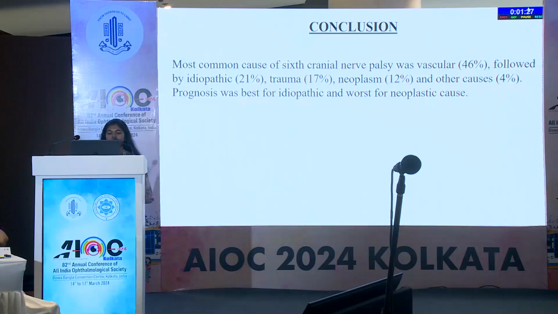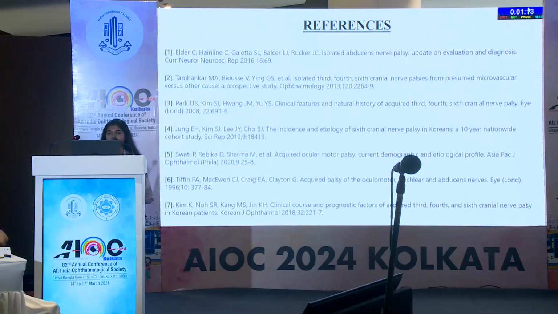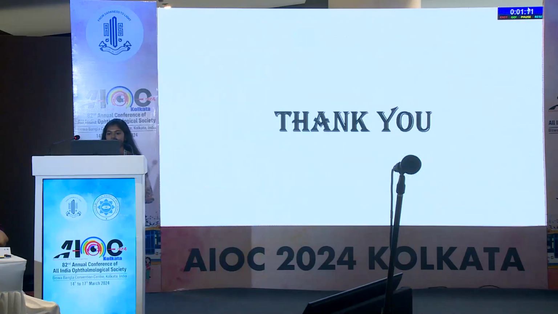So, conclusion: most common cause of 6 cranial nerve palsy was vascular, followed by idiopathic, trauma, neoplasm, and other causes. Prognosis was best for idiopathic and worst for neoplastic cause. These are all references. Thank you.